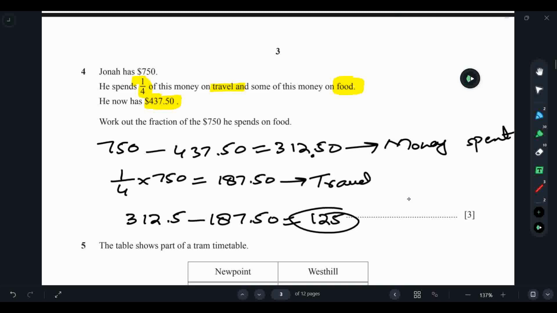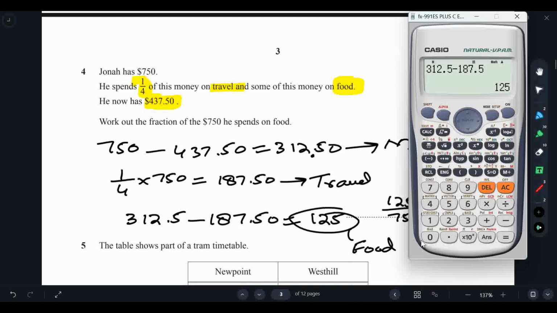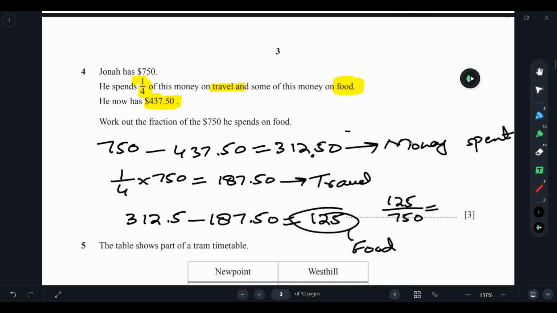Work out the fraction of 750 he spent on food. This is the amount he has spent on food, so we need to find it as a fraction. So the fraction should be 125 divided by 750. Let me check that. Simplifying, yes, this will be 1 by 6.